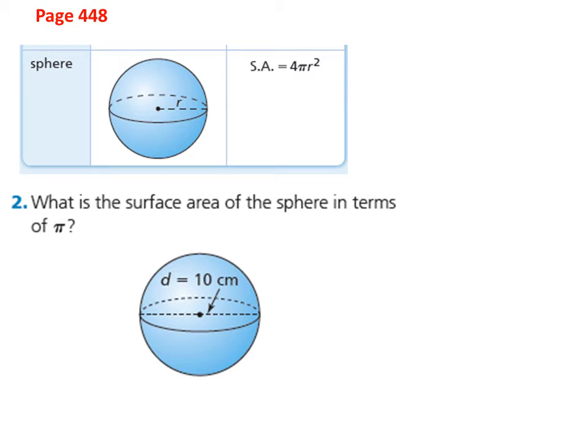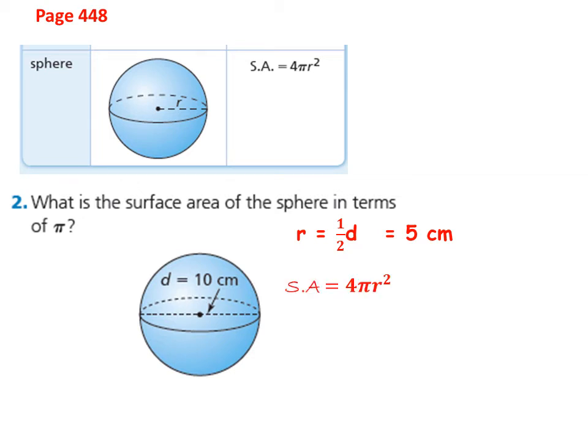Here, the diameter is given, the diameter is 10. So, what is the radius length? The radius length equals half the diameter, of course. So, r equals half d. So, r equals, what's half the 10? Yes, half the 10 is 5. So, here, 5 centimeters.